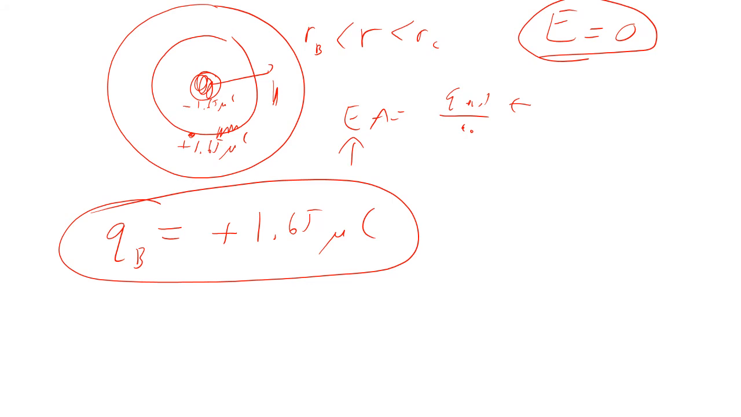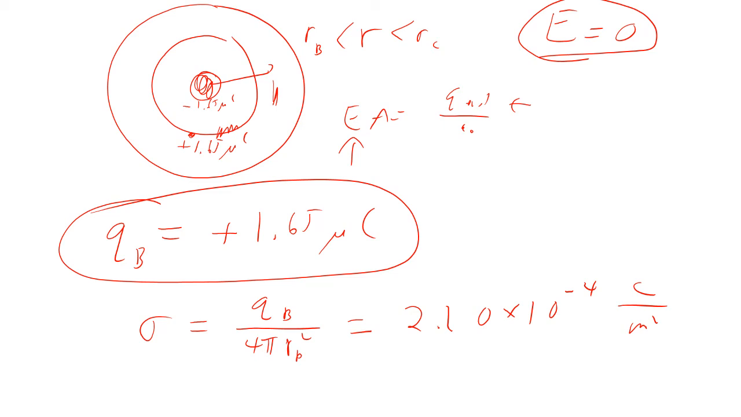What if I want to find sigma at that point? Well, that's going to be QB over 4 pi RB squared. Okay. And so that comes out to be equal to 2.10 times 10 to the minus 4 coulomb per meter squared.